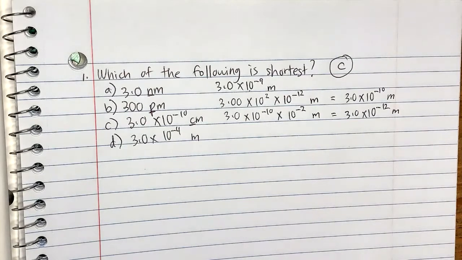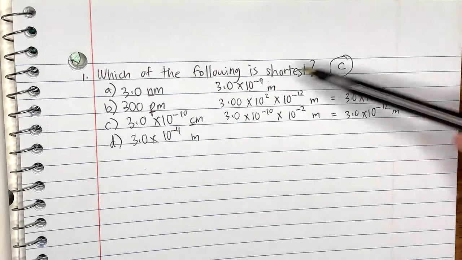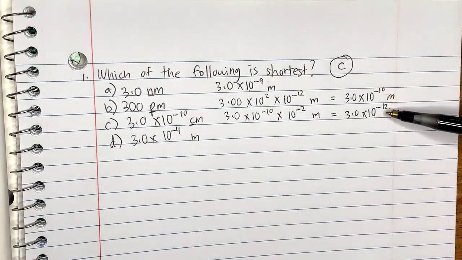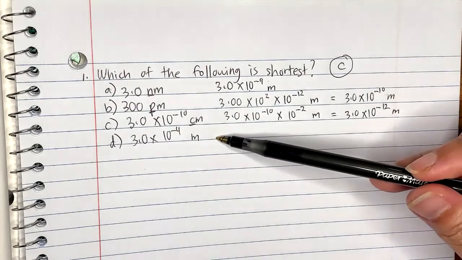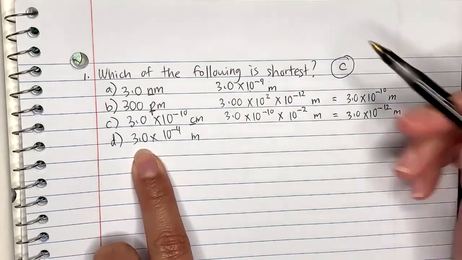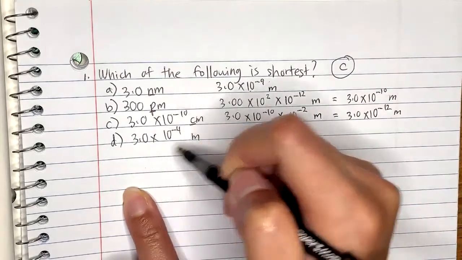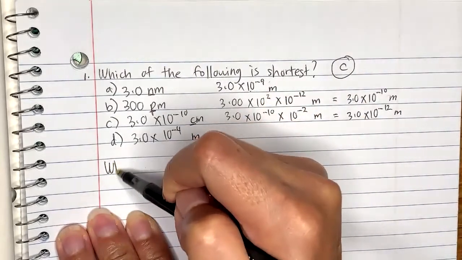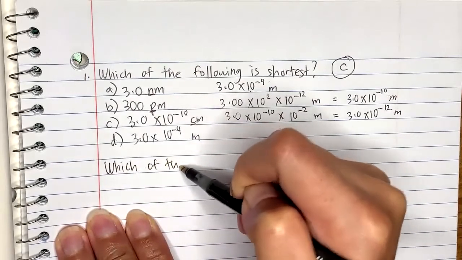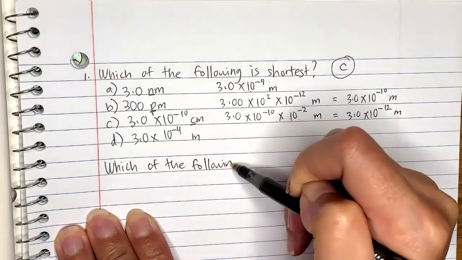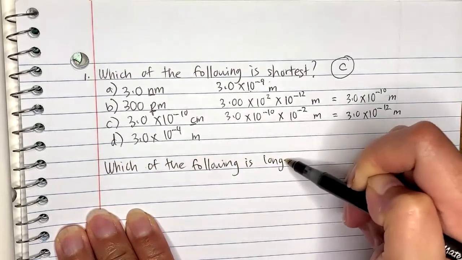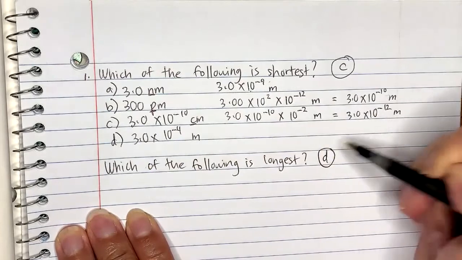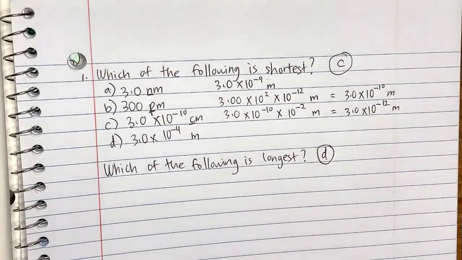Now, what if I asked you which of the following is the longest? Then you would pick the biggest number. Which one's the biggest? 3 times 10 to the minus 9, 3 times 10 to the minus 10, 3 times 10 to the minus 12, or 3 times 10 to the minus 4. In this case, 3 times 10 to the minus 4 is the longest. Our answer would be D. Okay? So that's why you need to make sure you memorize your prefixes.